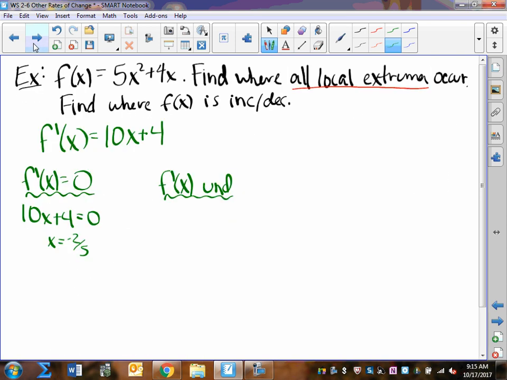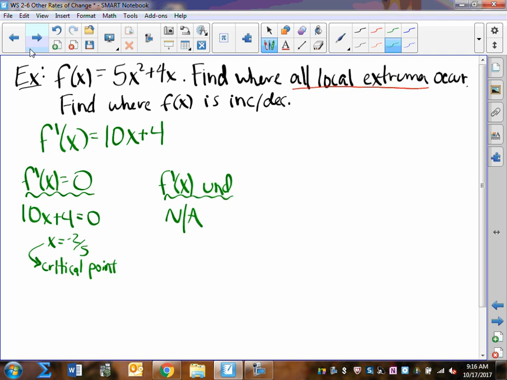Alright, can my function here ever be undefined? No. Now, I don't want to just neglect it altogether because we are going to get functions where you do need to check the undefined, and I want us to get into the habit now of checking for it. But it doesn't apply for this particular problem. So we only have one potential max or min. So this right here is my critical point. You're not required to label this on the test, just so we know what that is.